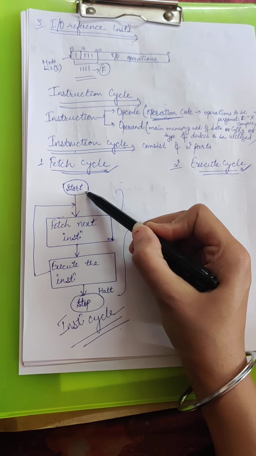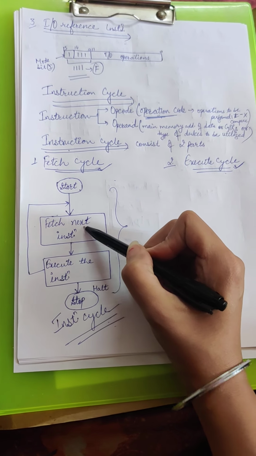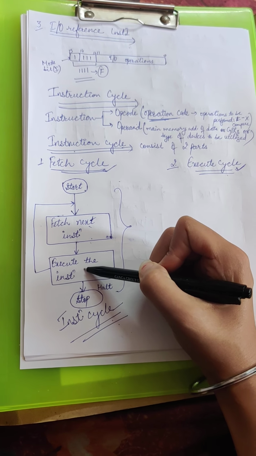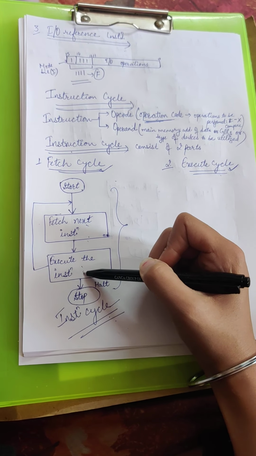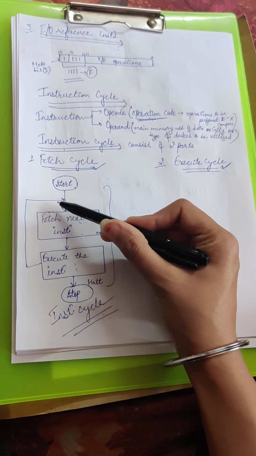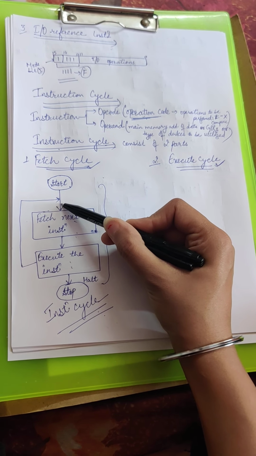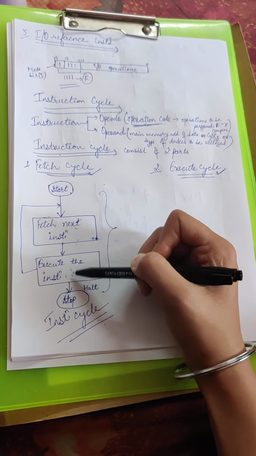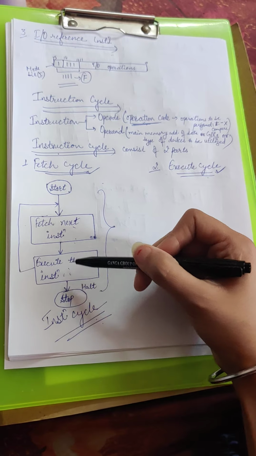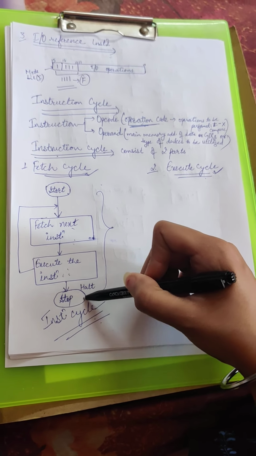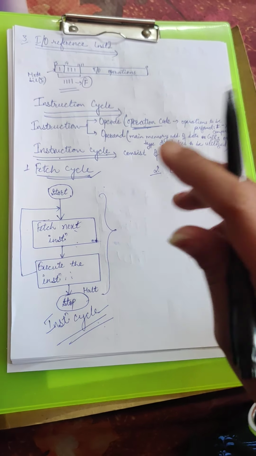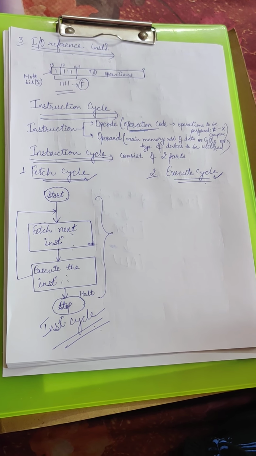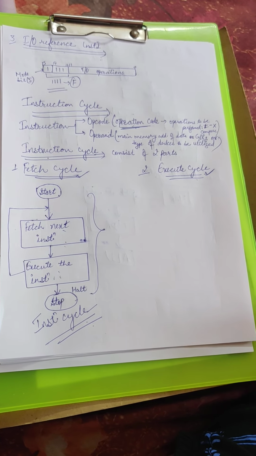To start the process, we have to fetch the instruction from the memory, means read the instruction from the memory, and then we have to execute the instruction. After executing the first instruction, this process repeats for the second instruction, means we fetch the second instruction and then execute. This process repeats until all the instructions are executed. Then we stop. This is the basic process of instructions being executed.